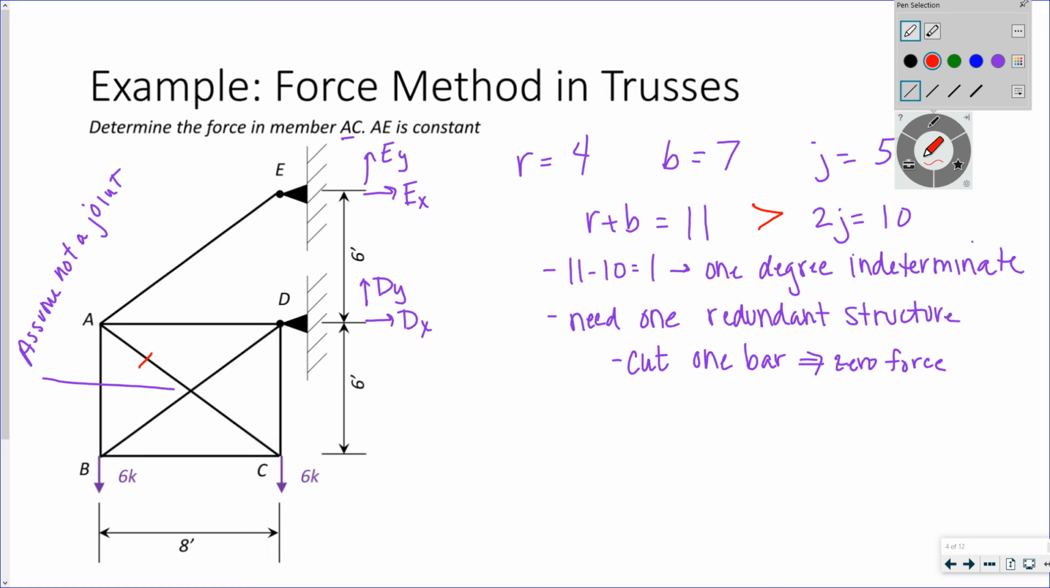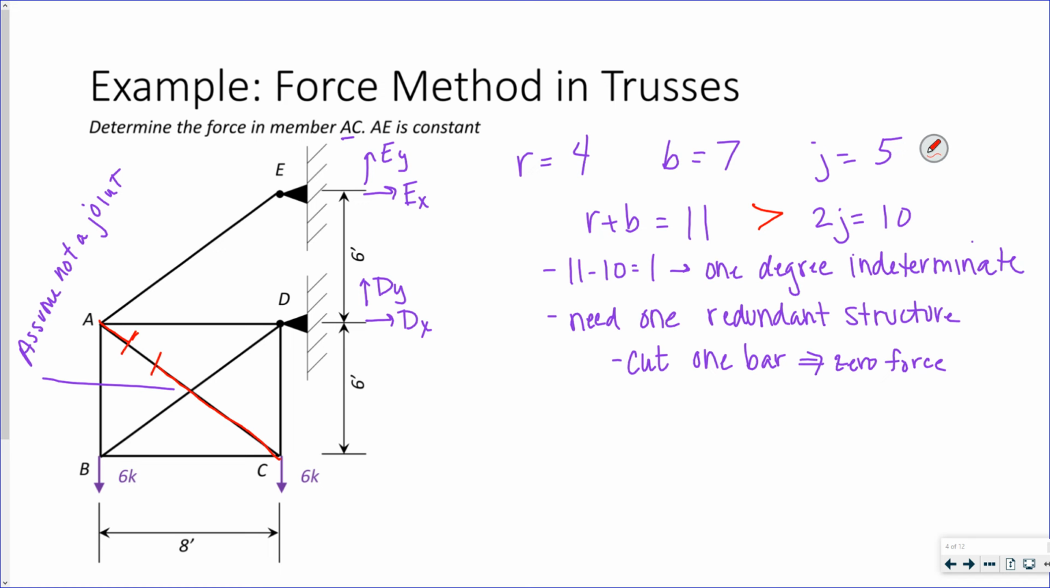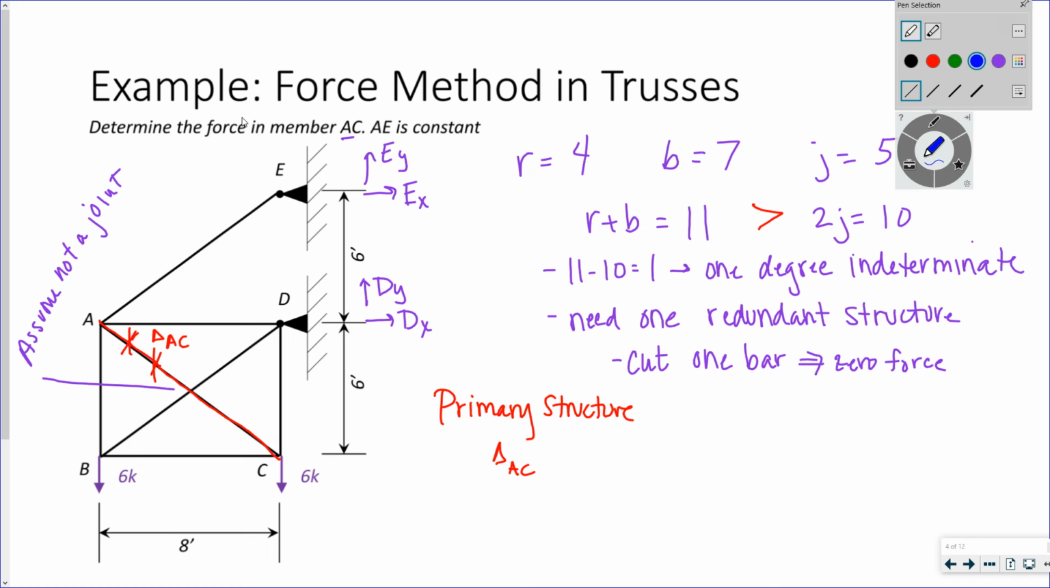Now, AC might be free to pull apart, right? If I apply my loads, there's nothing keeping that together. So there's going to be some type of displacement. And that's going to be my primary structure. And then my redundant structure, not my virtual.